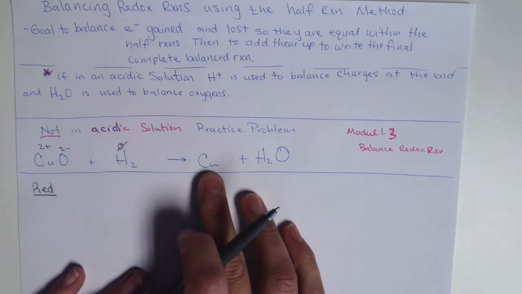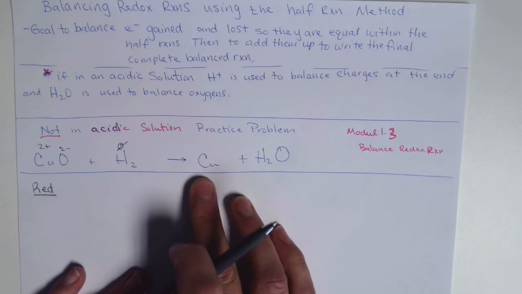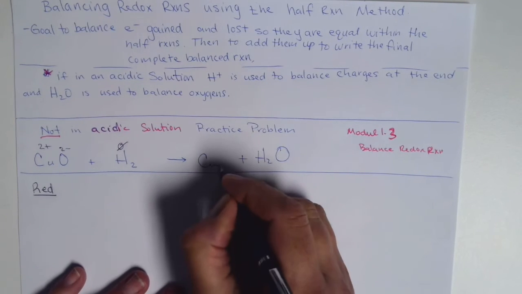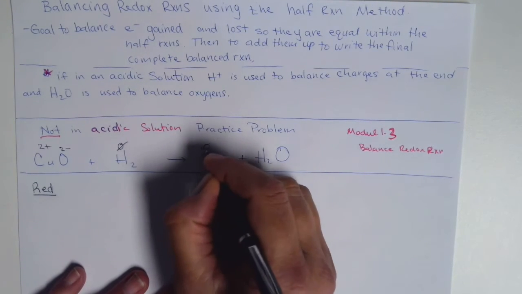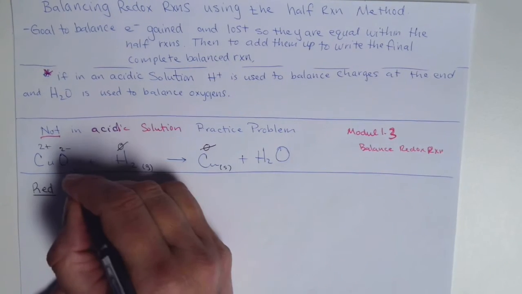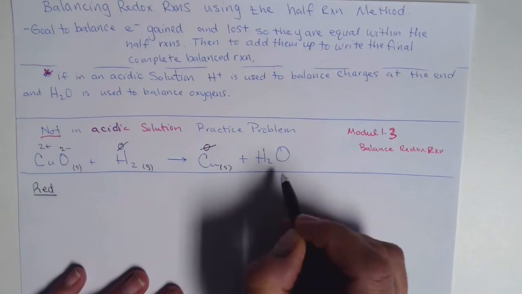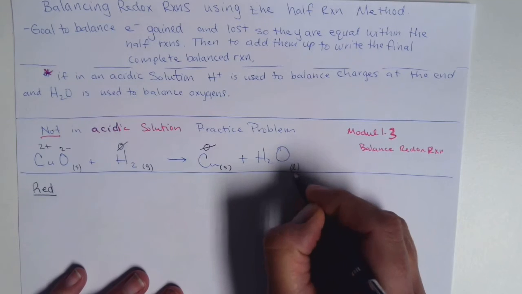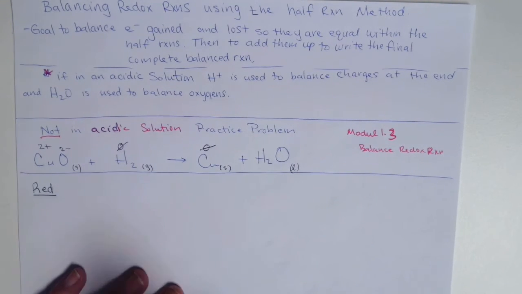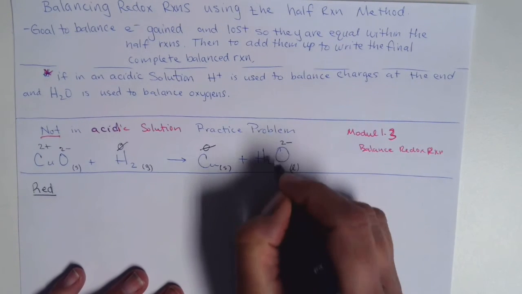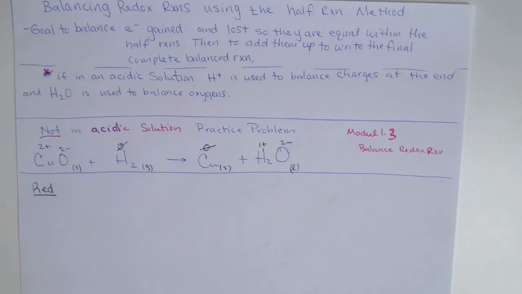Free uncombined elements are always 0, so these are my assigning oxidation states rules we did earlier in class. Copper's by itself. There's no charge on it, so it must be solid copper. It's free uncombined. This is a gas. This actually is a solid. And then we have liquid water. So this is 2 negative, and therefore this is 1 plus. There are our oxidation states.